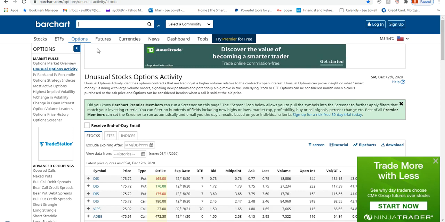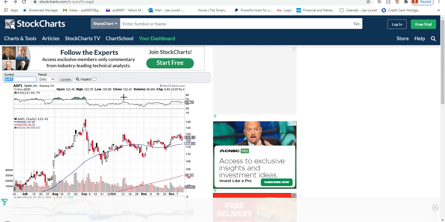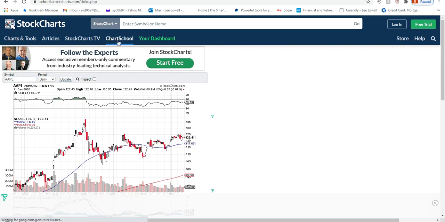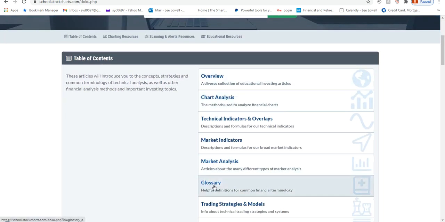Barchart.com also is a great way to look at charts. You can also look at other things for free, especially on the options. So you can look for some unusual options activity. Obviously, stockcharts.com is one we always like to look at, free place to look at charts. You can also go to the Chart School. I've shown this before. If you click on the Chart School up here, it's like a tutorial on how to start your technical analysis to look at charts.